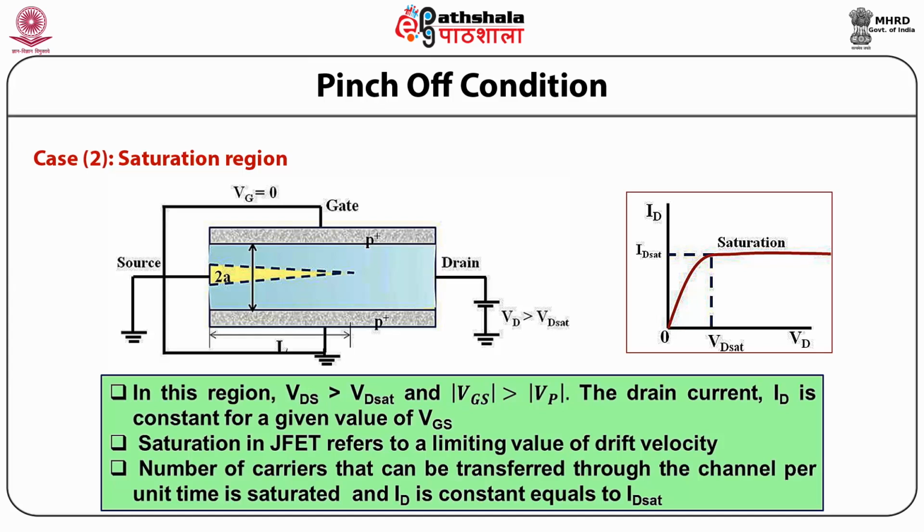Now here the number of carriers that can be transferred through the channel per unit time is saturated and Id is constant, equal to Id saturation. Now here, when Vd is greater than Vd saturation, Id is approximately equal to Id saturation and is independent of Vd or VDS. Now practically all additional voltage appears across the depletion region.